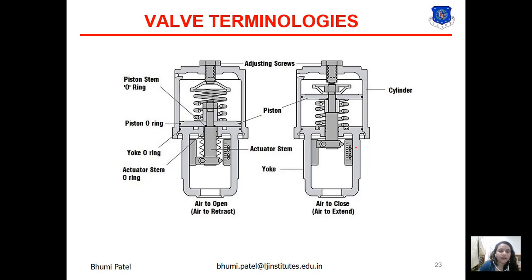The next one is the air to open and air to close valve. Here you can see that this is the air to open valve. The actuator position is downside and the stem position is also downside, so flow goes through this valve. This is the air to close position, meaning the stem is upside, the actuator is off, and we cannot get flow through the output. So this is air to retract and this is air to extend.